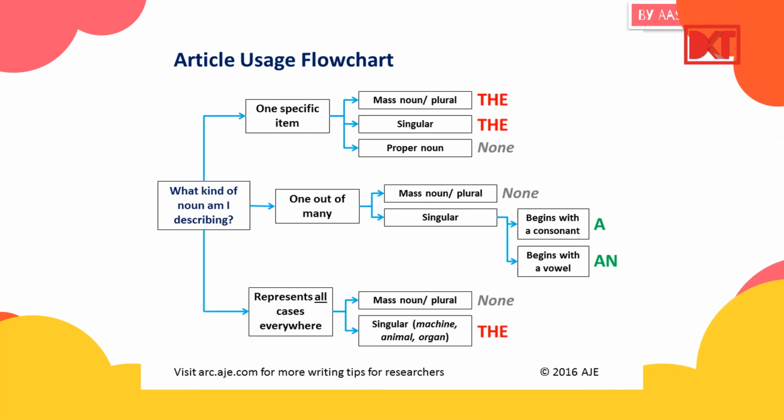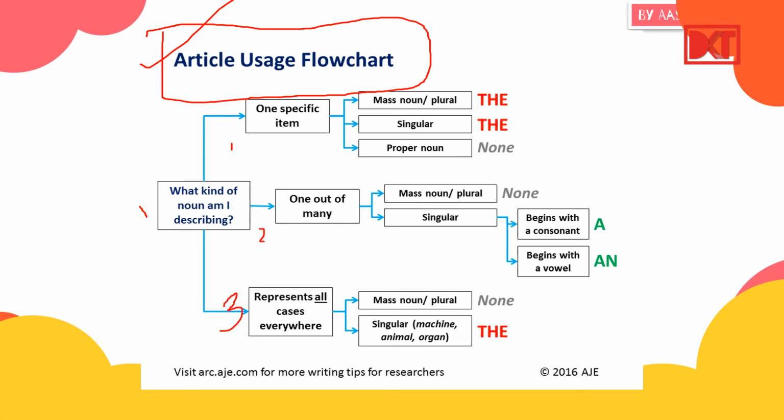Okay, so now we have the final revision for the article usage flowchart. अगर आप ये आर्टिकल का जो flowchart है ये आप समझ गए तो आपके लिए बहुत आसान हो जाएगा कोई भी आर्टिकल लगाना. Let's see. Now, first question you ask yourself is, what kind of noun am I describing? अब ये देखते हैं कि अगर हम एक स्पेसिफिक आइटम डिस्क्राइब कर रहे हैं, इसके 3 कैटेगरीज हैं। इसमें अगर हम first category लेते हैं कि if I am describing one specific item, तो अगर ये noun mass noun है या plural है तो plural में हम क्या यूज करेंगे?